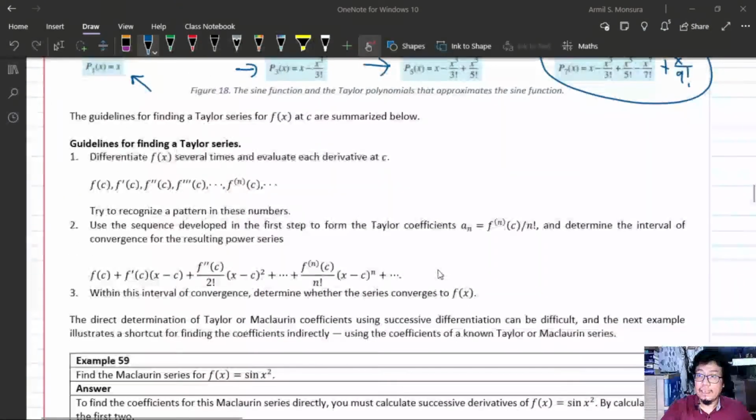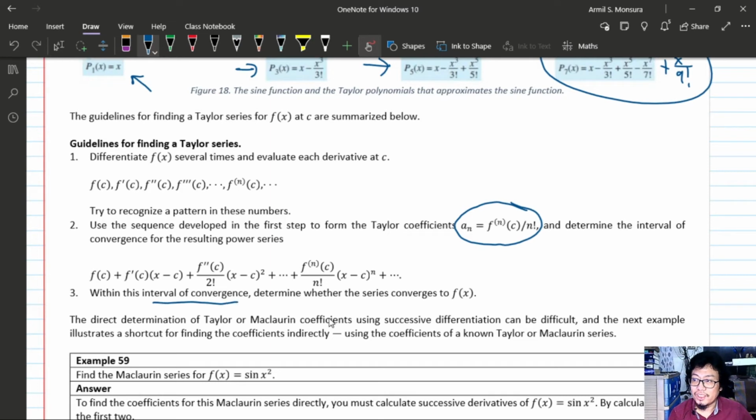So these are the guidelines for finding a Taylor series. These are actually the same guidelines that we have been using for finding a Taylor polynomial. The only difference is that we need to find a general term for an. Also, after finding the interval of convergence, we need to determine whether the series converges to f of x. How do we determine that? We need to find whether Rn approaches 0.